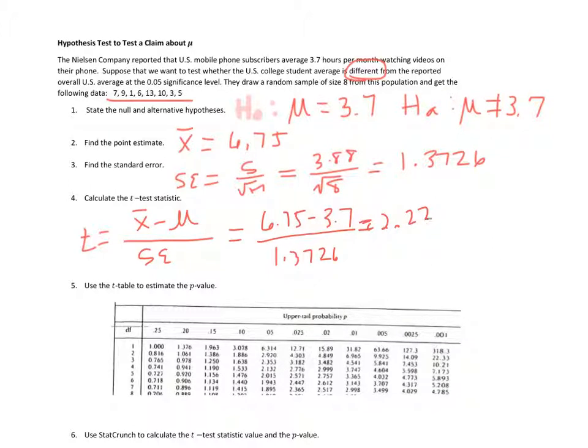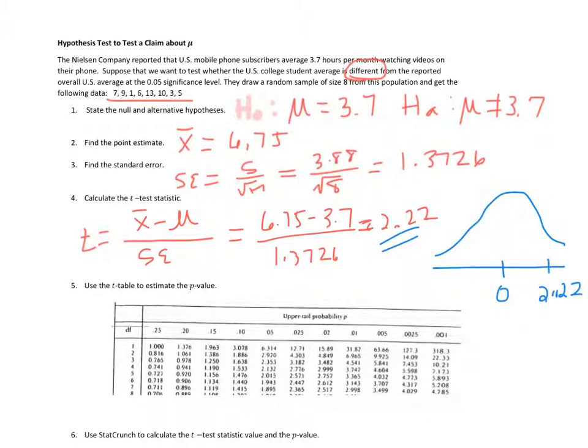So what this is saying, just take a minute and think about this. This is saying that if it's really true that college students spend on average 3.7 hours a week watching videos on their phones, it would be very unlikely that if you took a sample of 8 students you would find that this sample spends 6.75 hours per week. This value is more than 2 standard deviations away. So if you draw a standard t-curve centered at 0, and then mark your standard deviations, 2.22 is out here.